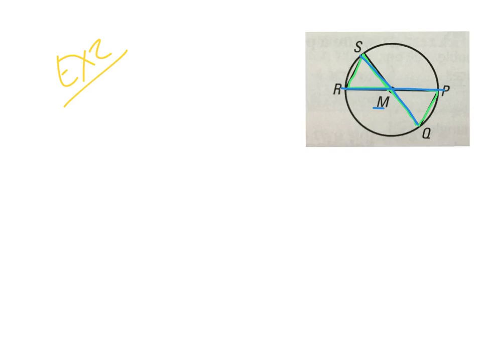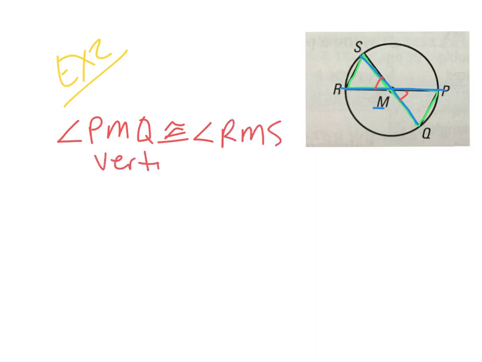First, let's look at the angles. Can I prove that those angles are the same? What's it called? Vertical. Vertical angles. So we can already tell you that angle PMQ is congruent to angle RMS because of vertical angles. Okay?